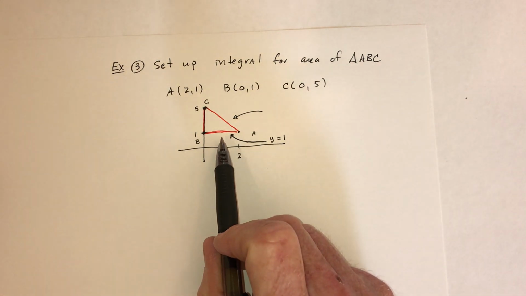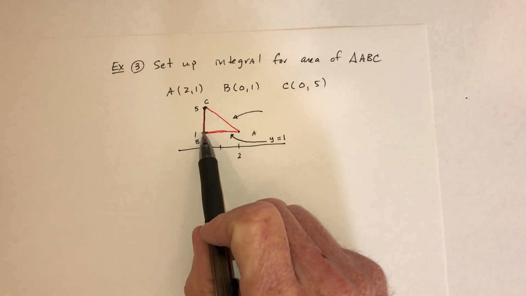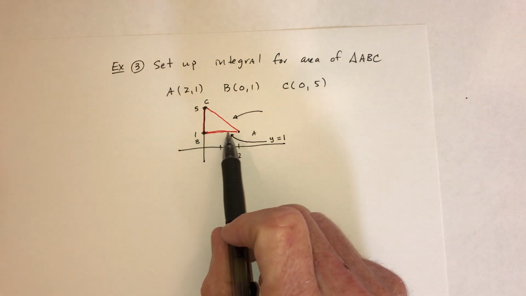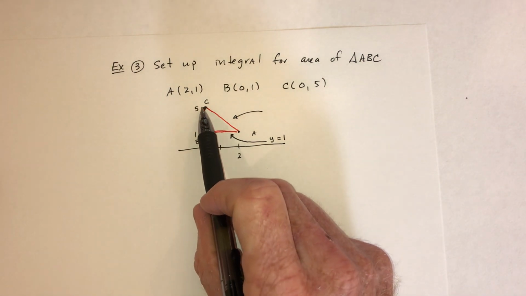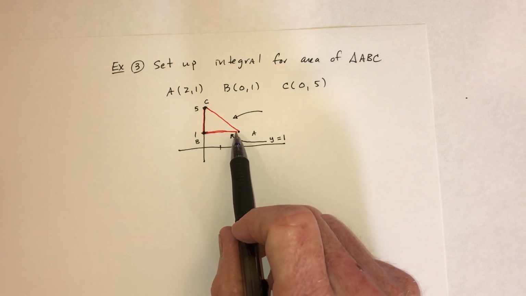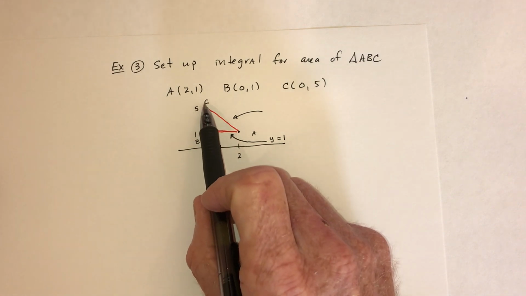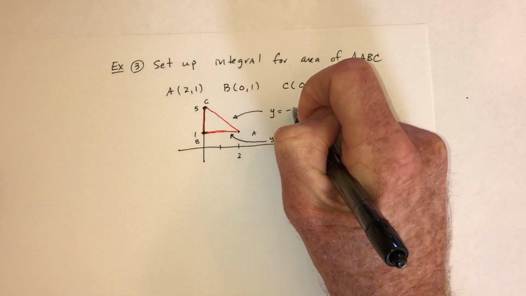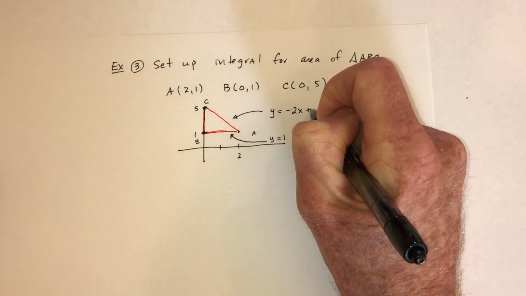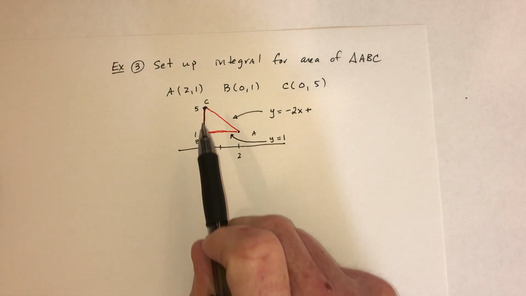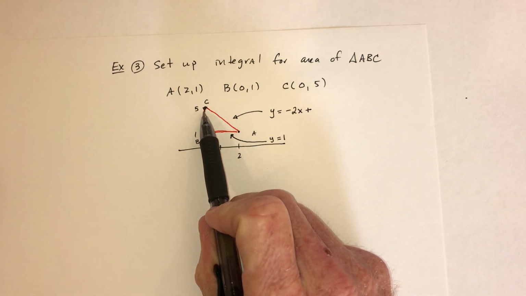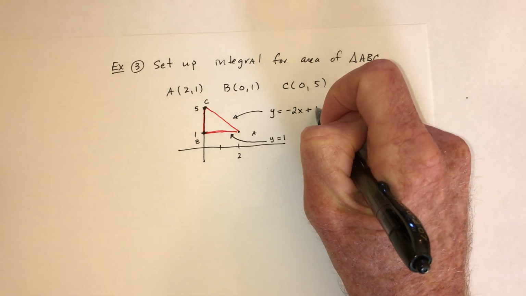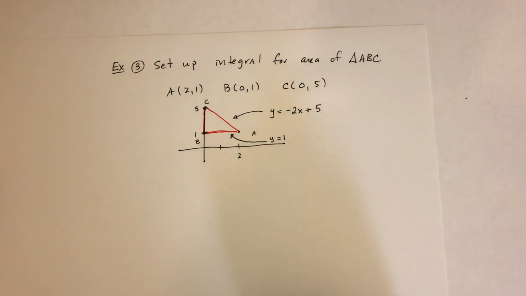And then for this line, the rise, that's 4. The run is 2. And 4 divided by 2, that means its slope is 2. But because it's going down, it's going to be -2. So the equation of that line will be -2x plus b. And the b is where it crosses the y-axis, so that's going to be 5.